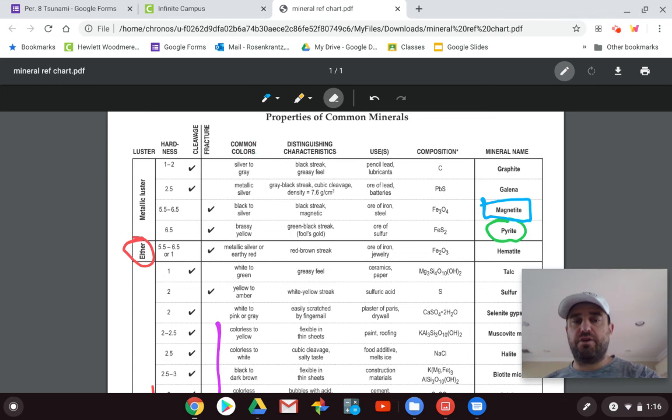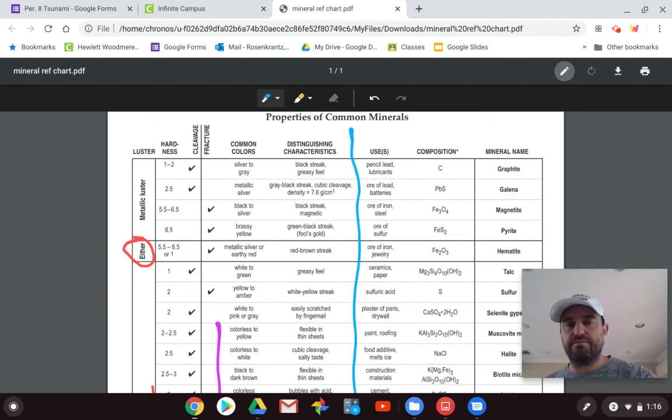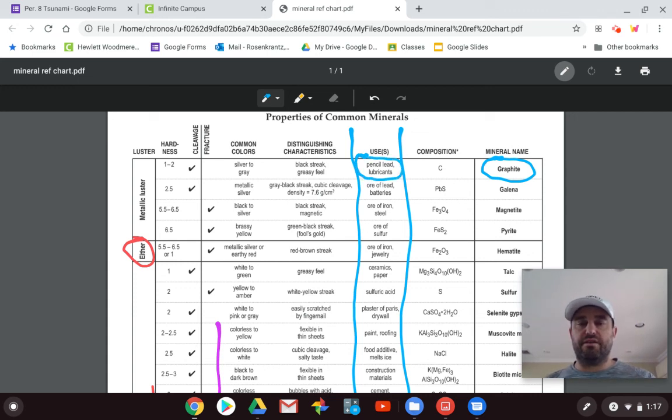All right, next part is uses. So what do we use the minerals for? Right here, uses. So who remembers what mineral is in our pencils? We call it pencil lead, but since you could kind of draw a graph with it, the real mineral is called graphite. And they tell you right here, pencil lead. It's also a lubricant. It reduces friction.